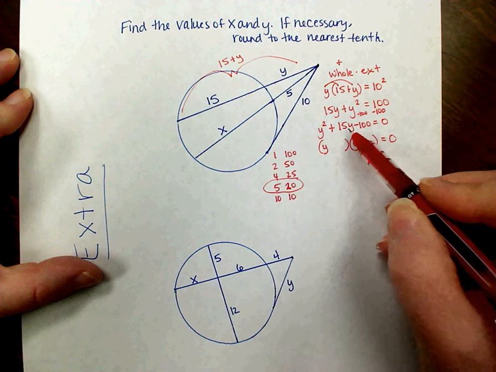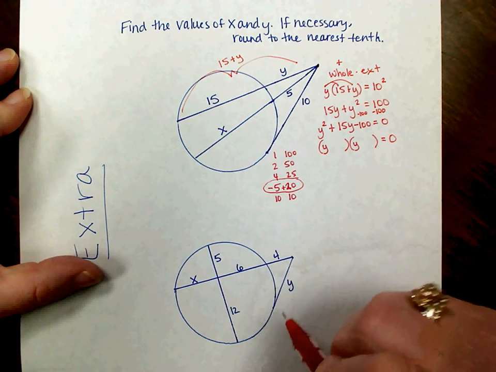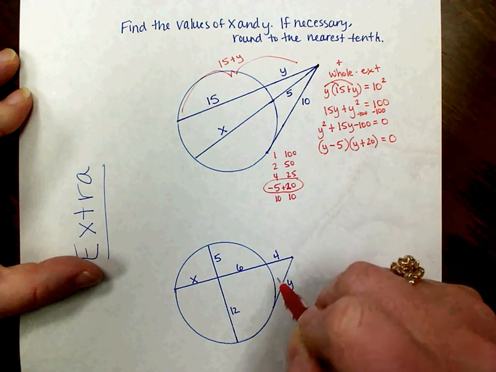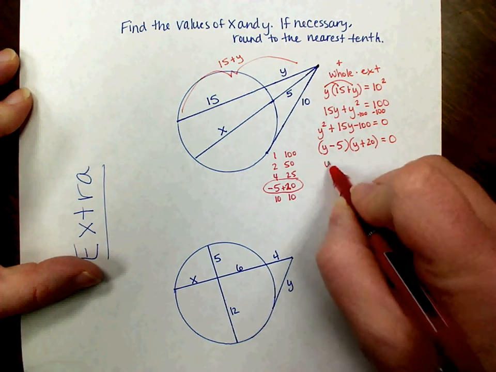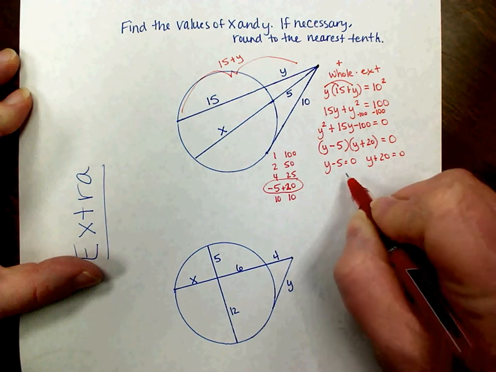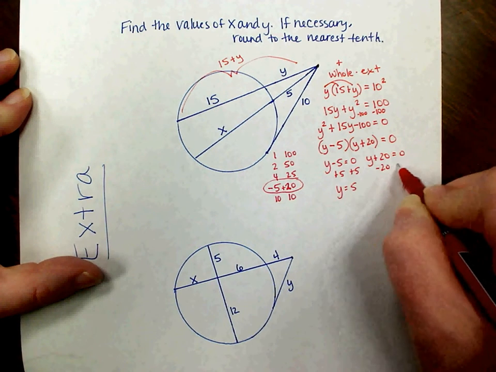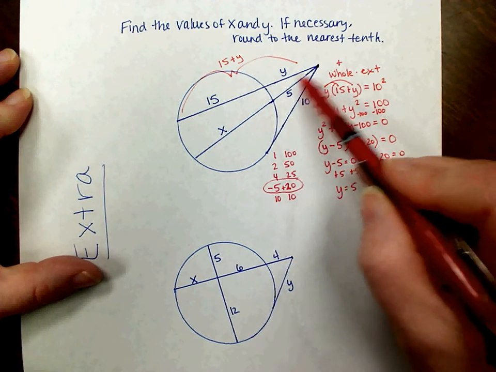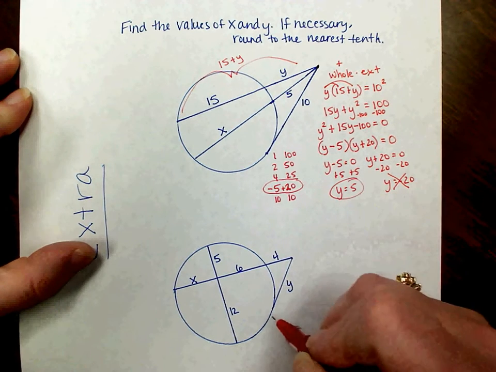Since you want a positive 15, you want your 20 to be positive and your 5 to be negative. So this would be y minus 5 and y plus 20. Using the zero product property, if these two things multiply to get 0, then either the y minus 5 equals 0 or the y plus 20 equals 0. Solving those equations, we get a y value of 5 or a y value of negative 20. Since it's not possible to have a negative segment length, your y value is the positive 5.